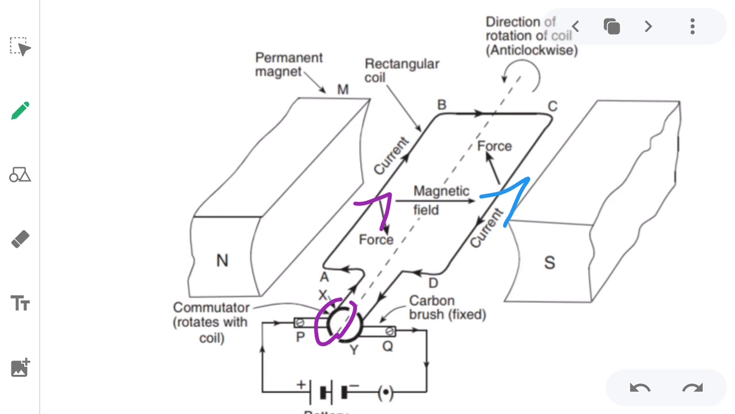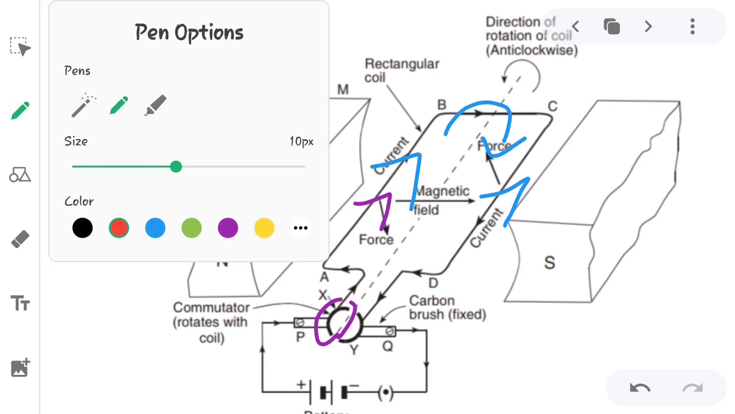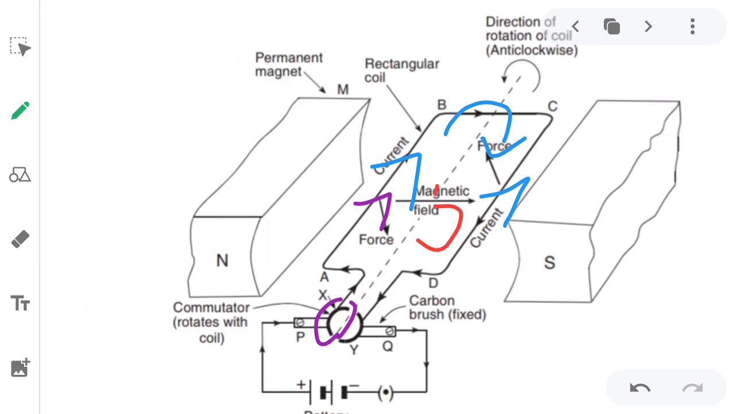So earlier, when the direction of current was this, the conductor would move in this way. But as soon as we change the direction of current, it will change the direction of its movement as well. So that is the function of the commutator. Now let's come to the function of the carbon brush.